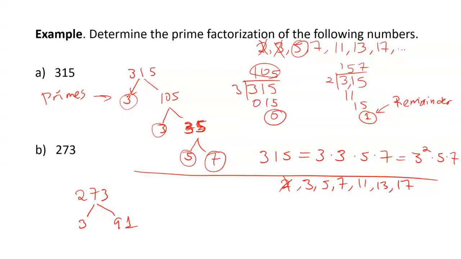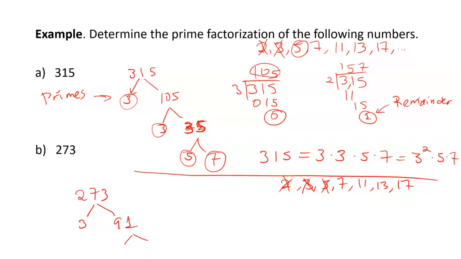Continue. Is 91 still divisible by 3? Well, the answer is no. If you do it in your calculator, you're going to get one of those infinite decimals, like 30.33333. So it's not. Then I move on to the next prime. Is it divisible by 5? Well, you may know that a number is divisible by 5 if it ends on 0 or 5. Since 273 ends on 3, it's not divisible by 5. And I move on to 7. Is 91 divisible by 7? And it turns out that it is.